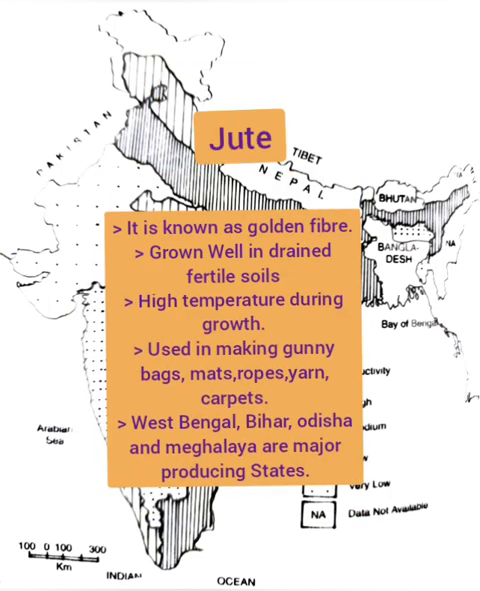Jute. It is known as golden fiber, grows well in well-drained fertile soil, high temperature required, used in making gunny bags, mats, ropes, yarn, carpets. West Bengal, Bihar, Odisha, Meghalaya are major producing states.